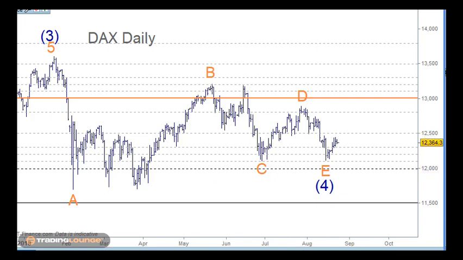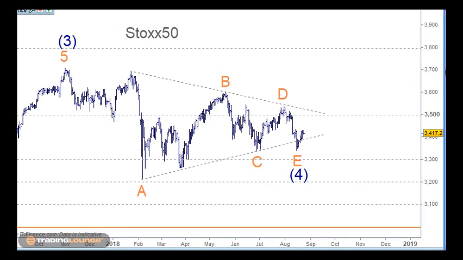Also, if we have a look at the Stoxx 50, that's in the same sort of situation as well, where in this case we have a wave 3 top over here, where we have the DAX with the wave 3 over here, and the same with the Germany mid-cap, which is over here, but this low is lower than this high here.